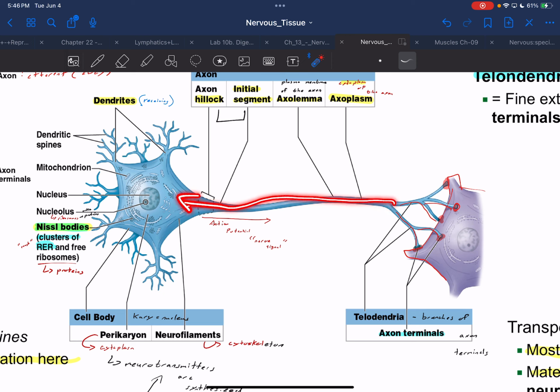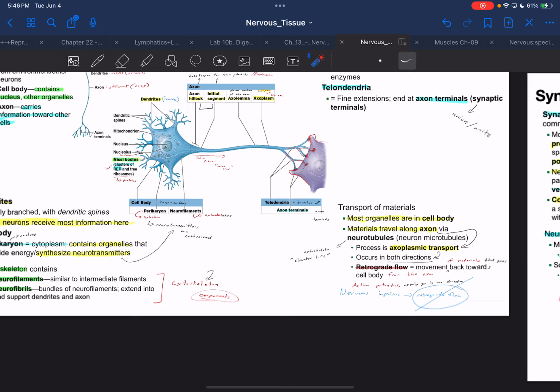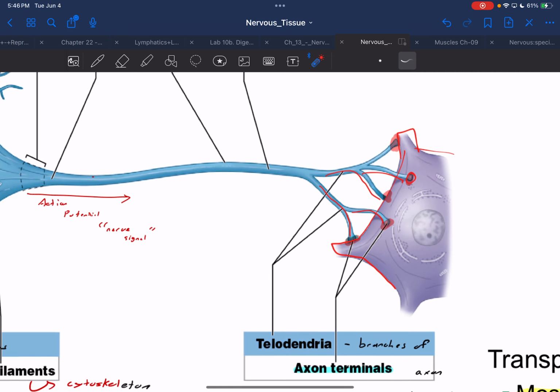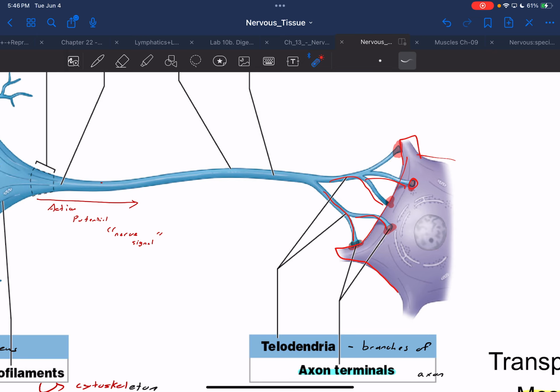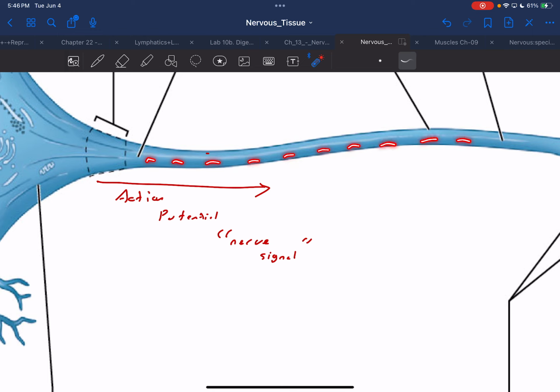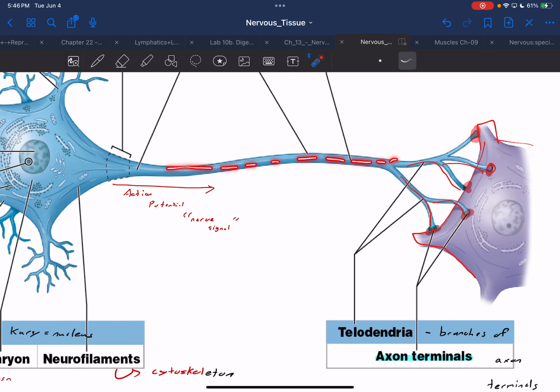And so to clarify, at this bottom note, you'll notice that I have down here, action potentials only go in one direction. Nerve impulses do not have retrograde flow. Action potentials and nerve impulses only go in one direction. But anything inside, anything that has to do with just cell-to-cell molecules, things that have to be made inside of the cell, materials that need to be moved through, they can go back and forth. But an action potential can only go in one direction.